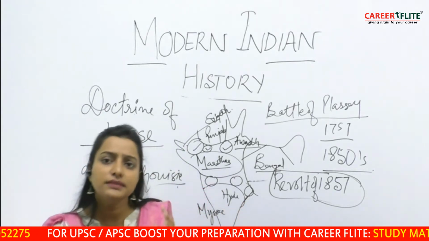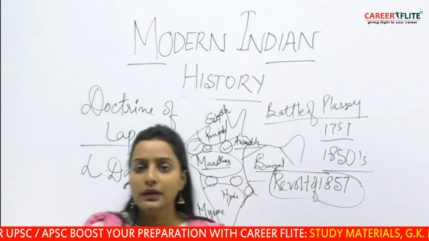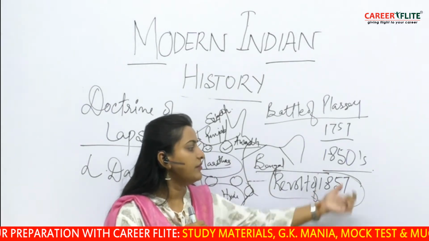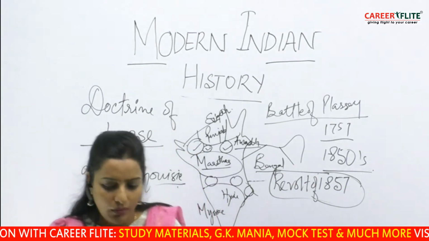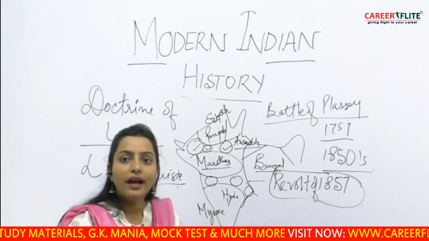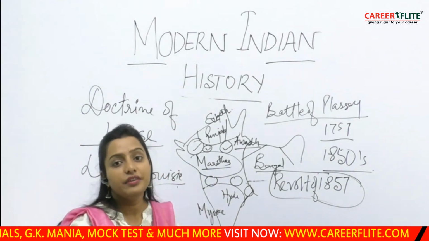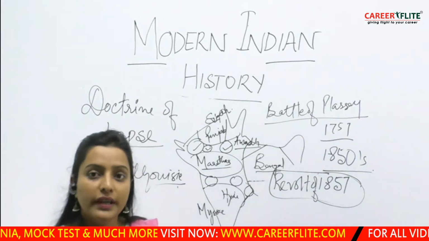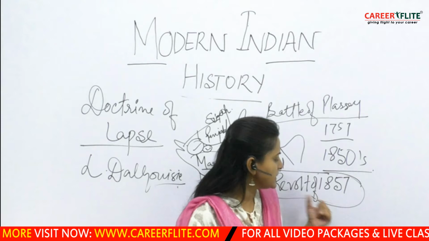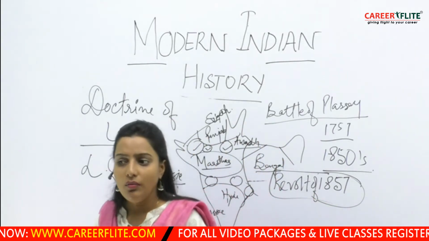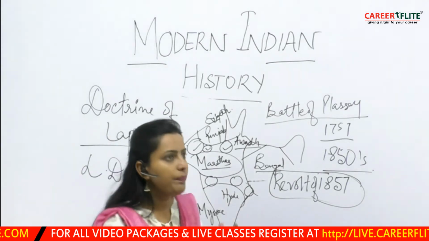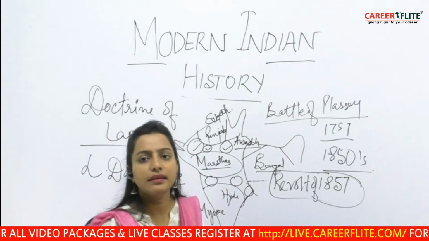So, all these factors actually amalgamated together to bring out this revolt of 1857, which was actually done by the sepoys of Indian origin. That means the soldiers of Indian origin. Now, when we see this revolt of 1857, what we have seen is that this was an open war happening between the sepoys and the Britishers.